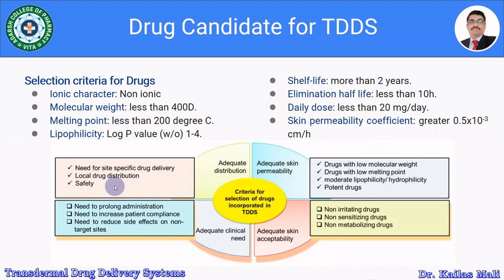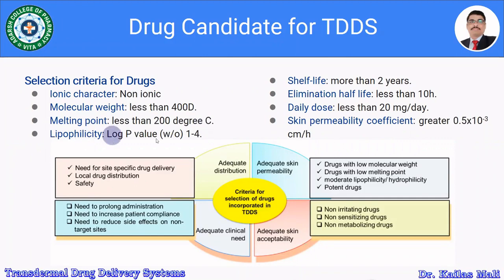There are selection criteria for the drugs I have listed over here. Very first one, the ionic character of the drug. Whatever drug we are selecting, it should be non-ionic in nature. Then the molecular weight of the drug should be less than 400 Dalton. Melting point of the drug should be less than 200 degrees Celsius.